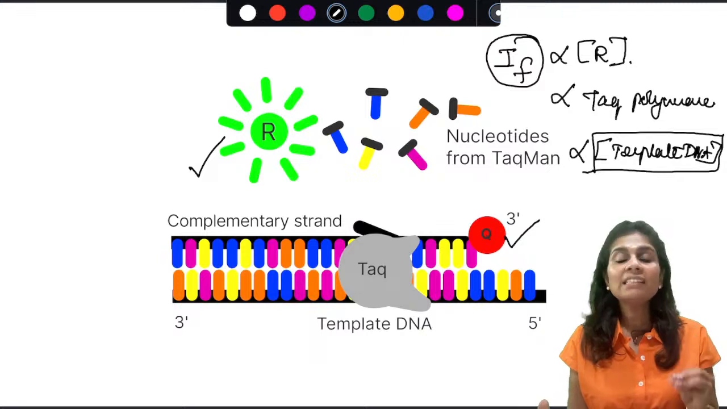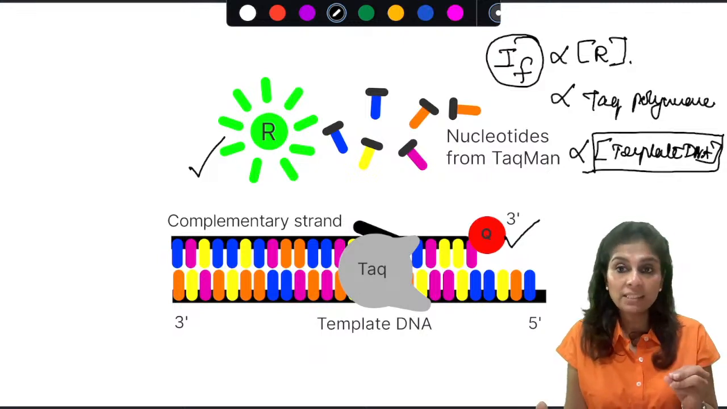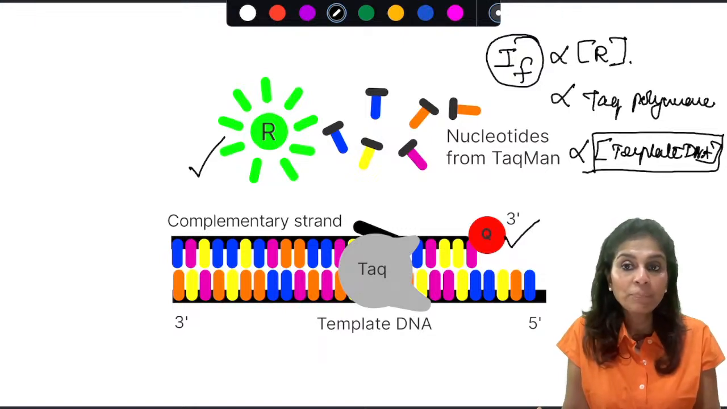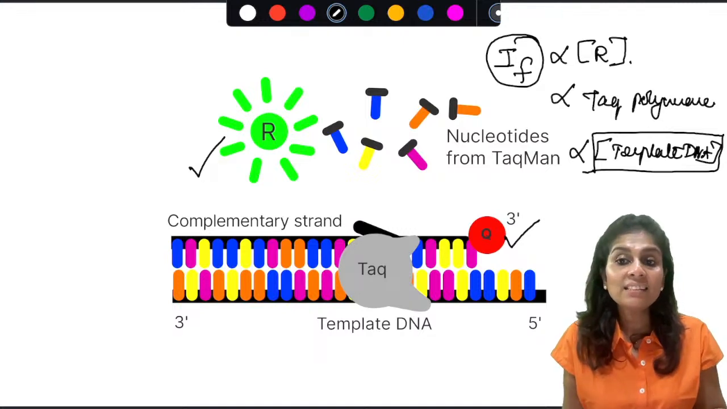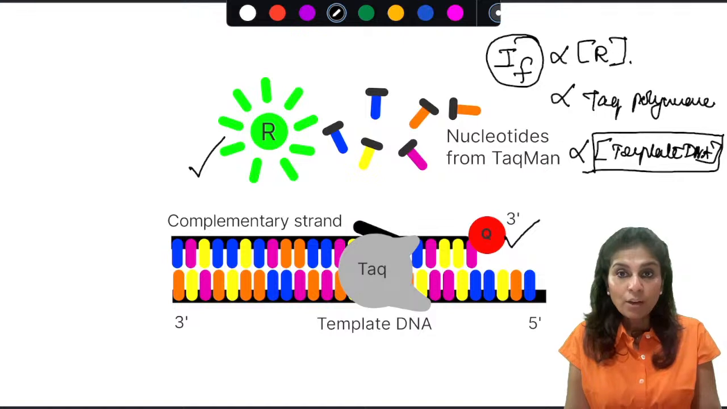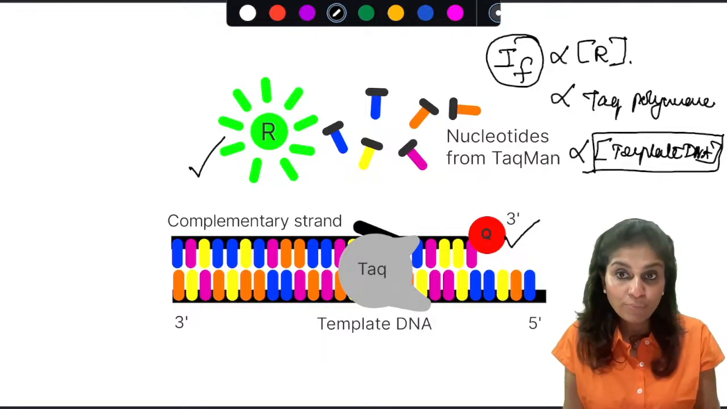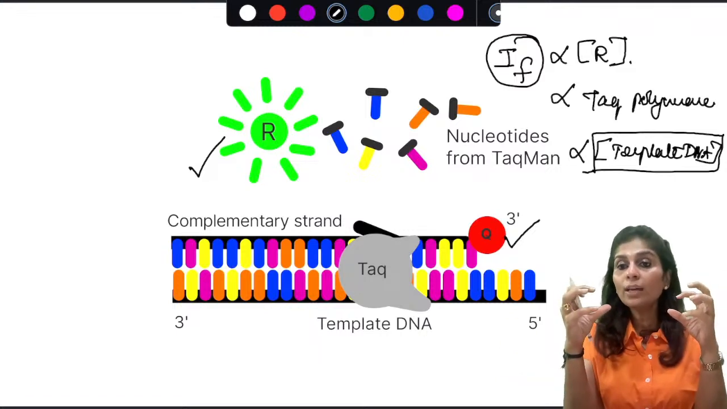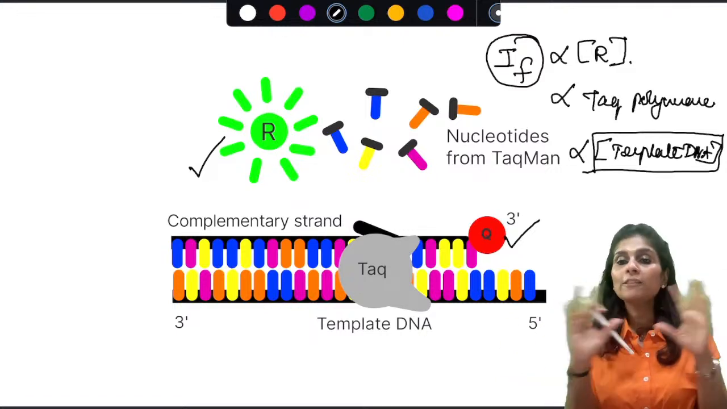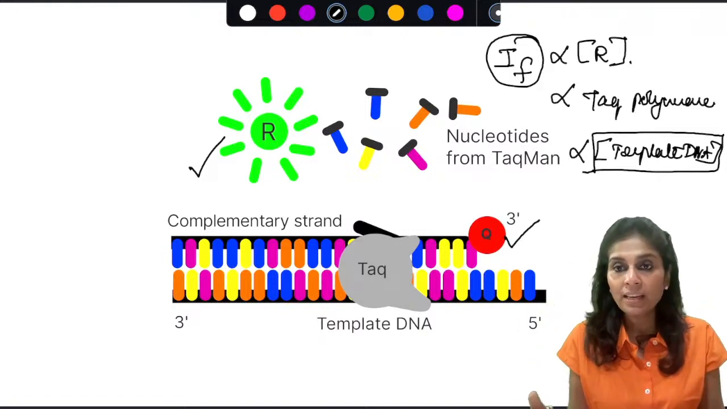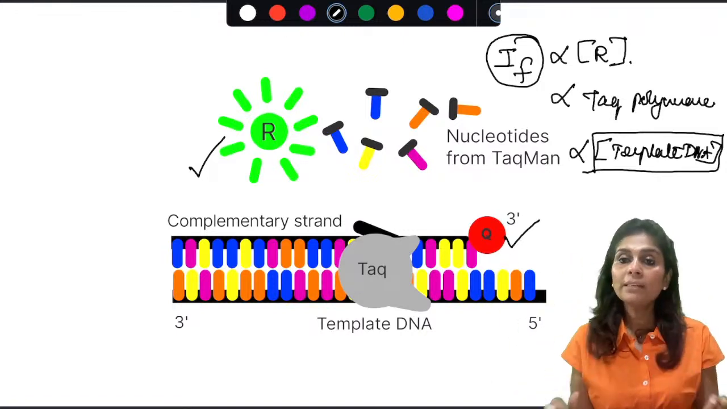So what are the facts that you need to know about real-time PCR? Please remember, real-time PCR or quantitative PCR is used to quantify nucleic acid. And it quantifies nucleic acid in which phase? In the initial lag phase or exponential phase. For that, it uses TaqMan probe. TaqMan probe has an oligonucleotide that is attached to a reporter dye and a quencher dye. TaqMan probe does not fluoresce because reporter dye's fluorescence is quenched by the quencher dye. And it is added to all other requirements of PCR.